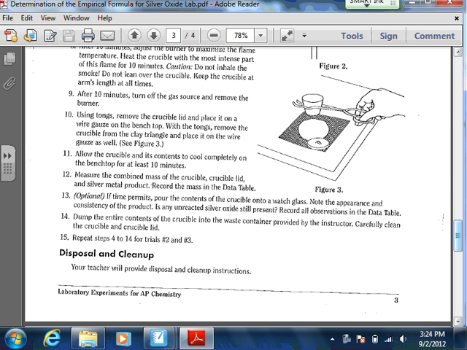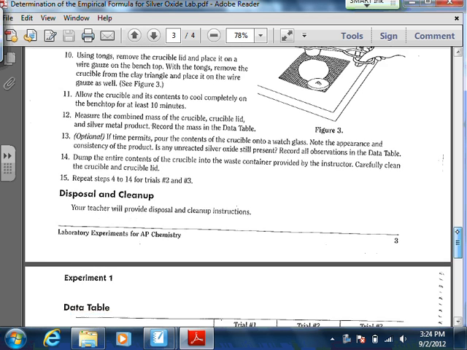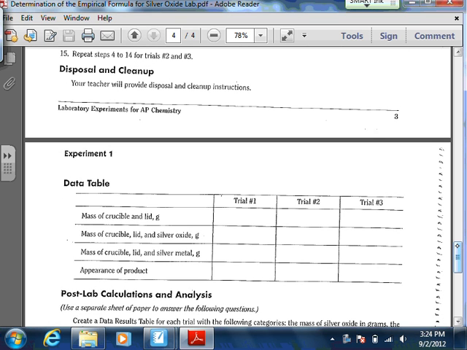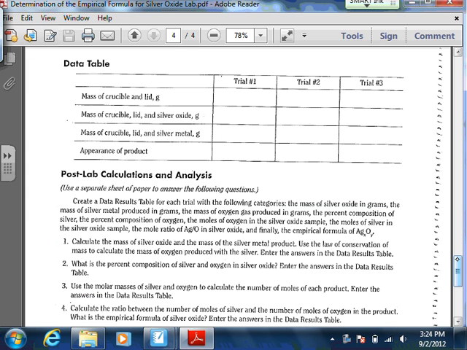And then what you're going to do is measure the mass of the silver oxide before you start. Then you're going to measure the mass of the silver when you're done. And that's going to tell you the amount of oxygen that there was. And so then you should be able to figure out the silver to oxygen ratio in the silver oxide, and then you should be able to figure out the formula just like we did on the pre-lab. Okay, so you're going to record all these things.